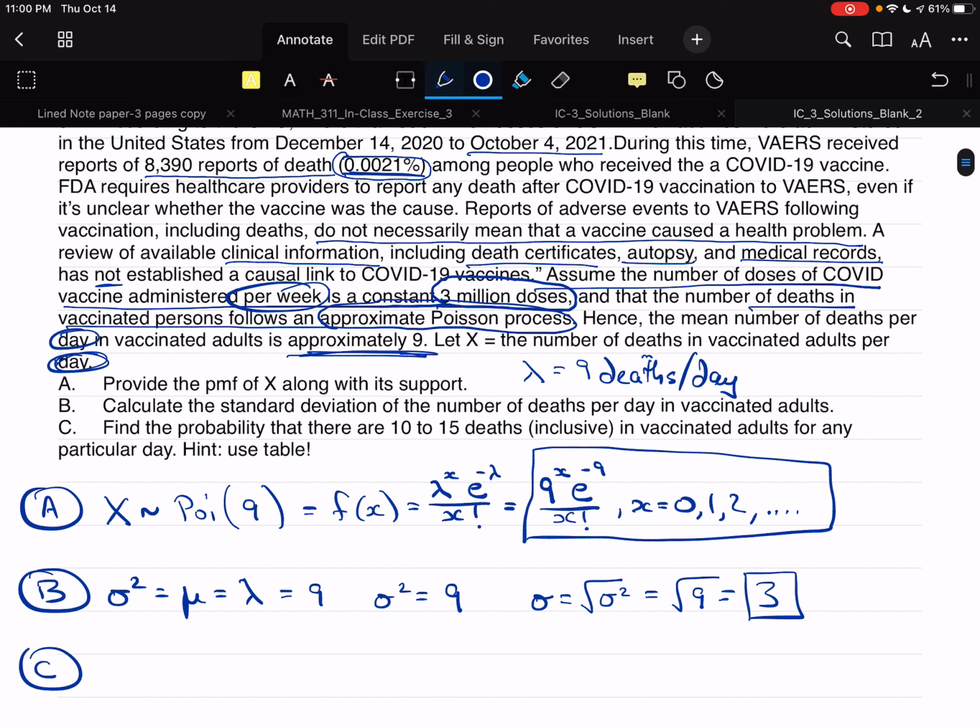Finally, C, find the probability that there are 10 to 15 deaths inclusive. So this is the probability that X is between 10 and 15. Okay? And so for this, we need a table. I'm going to look real quick to make sure I have a table available, oh yes, good. I do have the Poisson table here.